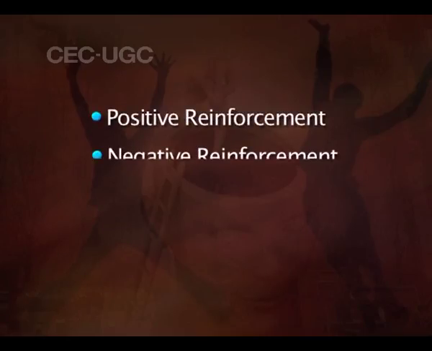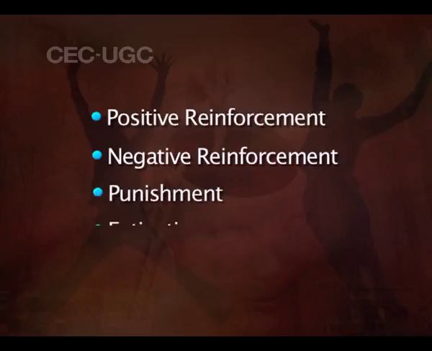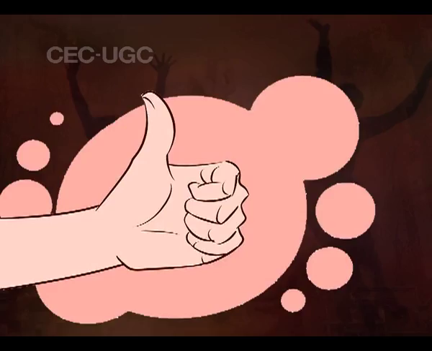So now coming to types of reinforcement. What are the types of reinforcements? There are 4 types of reinforcement. One is positive reinforcement, negative reinforcement, punishment and extinction. Coming to the first one, positive reinforcement. Positive reinforcement is adding something in order to increase a response.